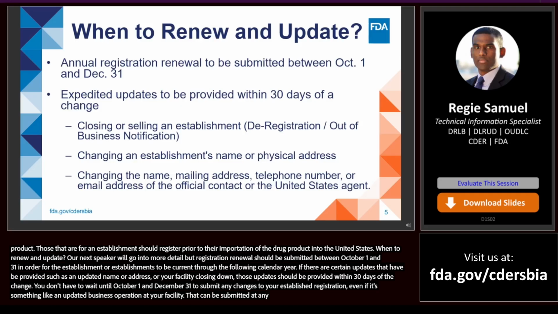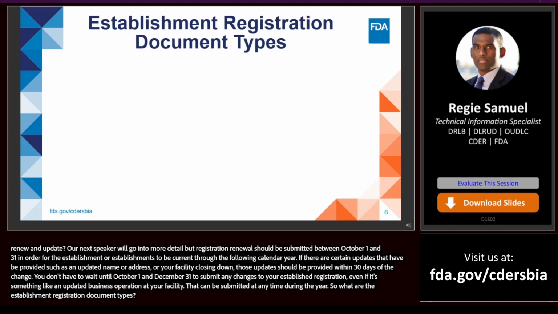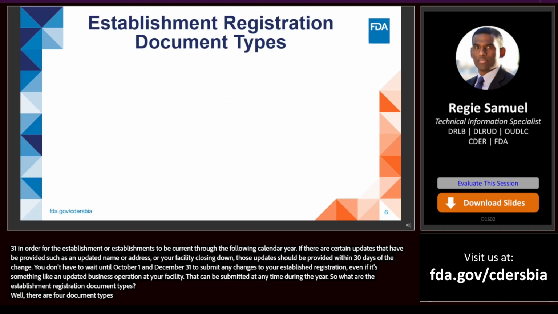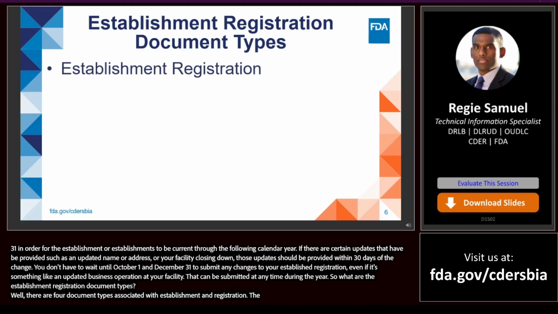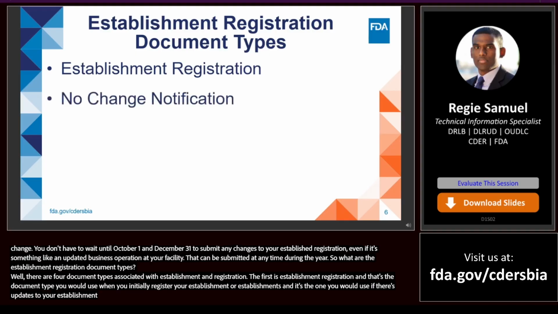So what are the establishment registration document types? Well, there are 4 document types associated with establishment registration. The first is establishment registration, and that's the document type you would use when you initially register your establishment or establishments, and it's the one you would use if there are updates to your establishment registration you want to submit to the FDA.